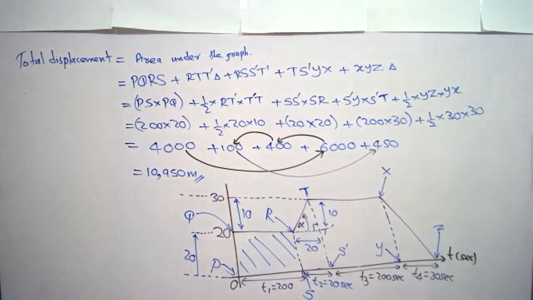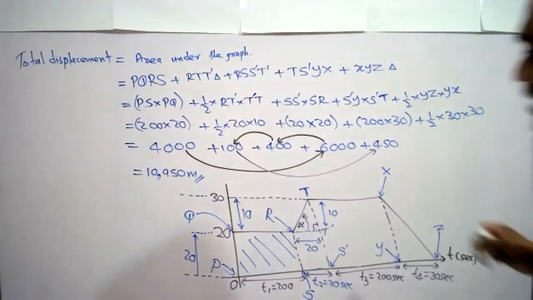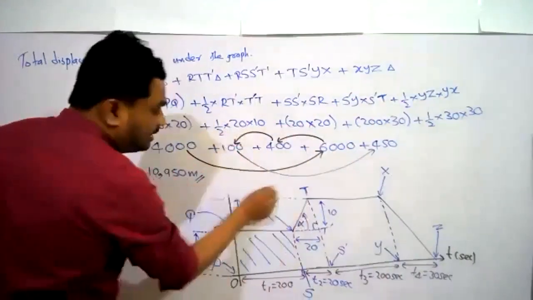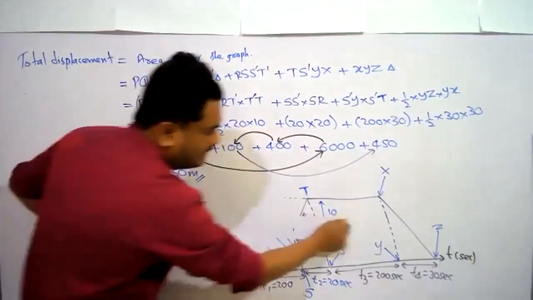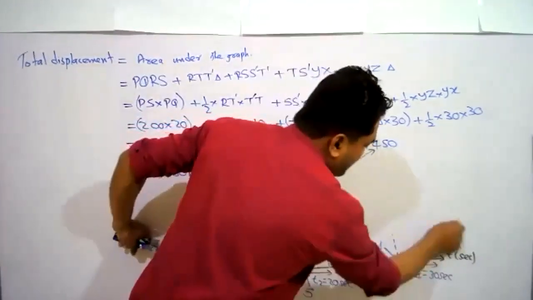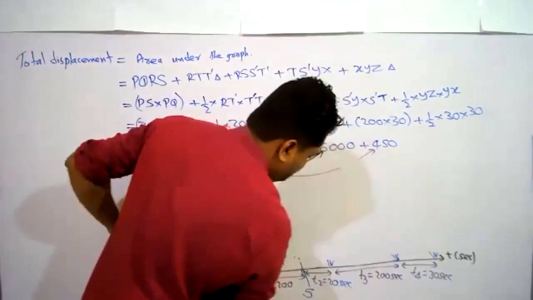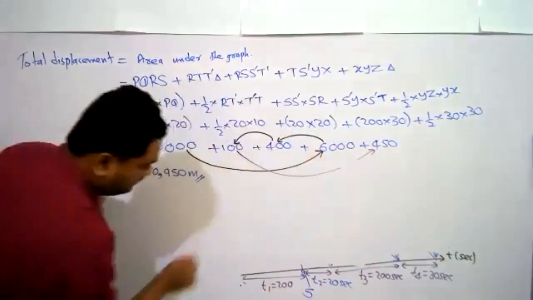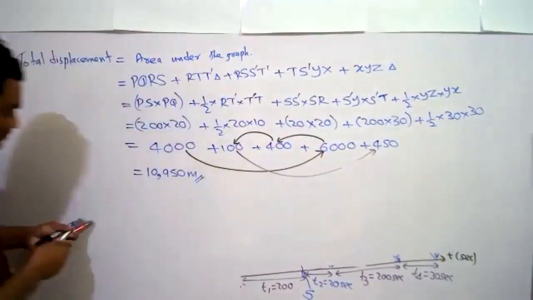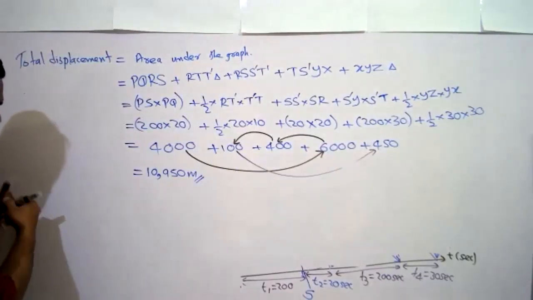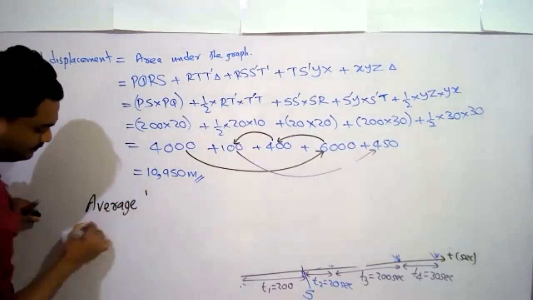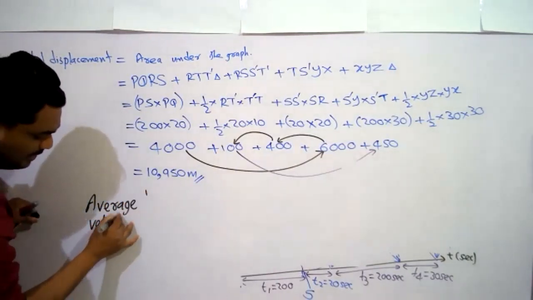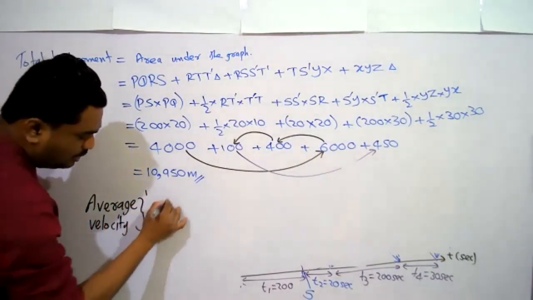Right. So now we know the total displacement. How do you find the average speed here? Average speed equals average velocity, because the motion is along a straight line path. How do you find the average velocity or average speed?